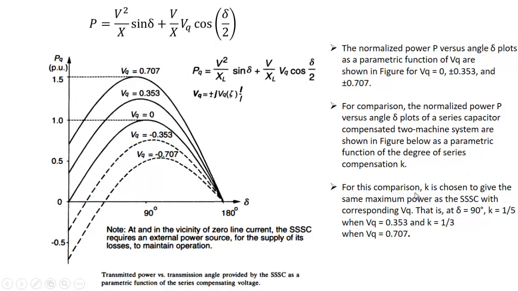For the comparison purpose, K is chosen to give the same maximum power as SSSC with corresponding VQ. That is, at delta is equal to 90, K is equal to 1 by 5 and VQ is equal to 0.353. If that is the case, you will see maximum power will remain the same. So when K is equal to 1 by 3 and VQ is equal to 0.757, this will be per unit, definitely, this one. This will be unitless. So we'll get the same value of power, that is 1.25.